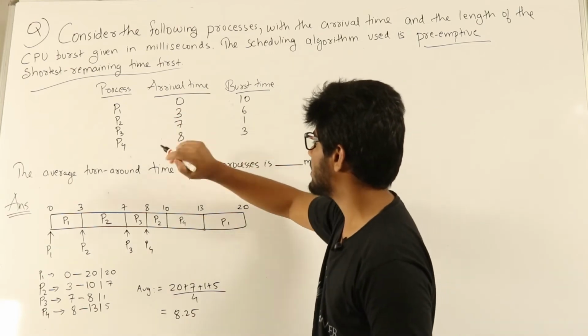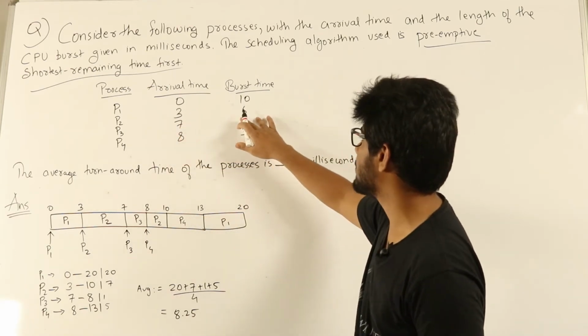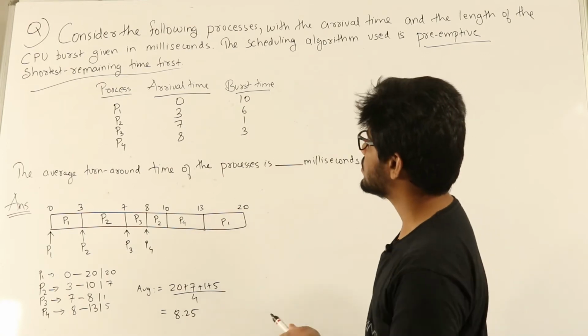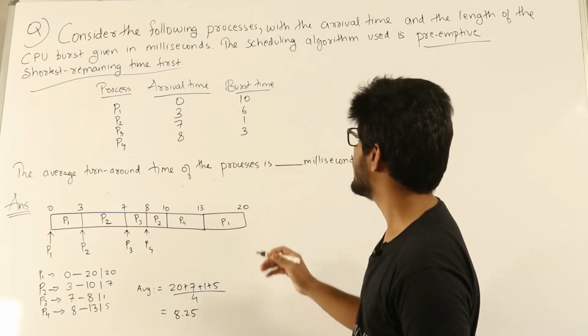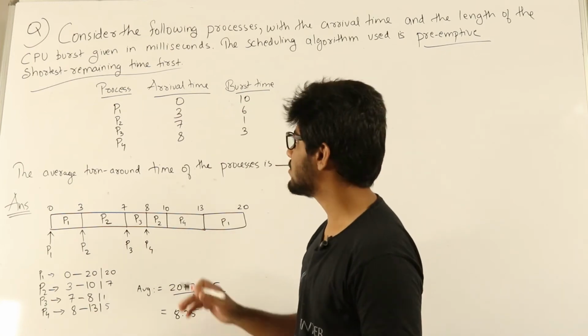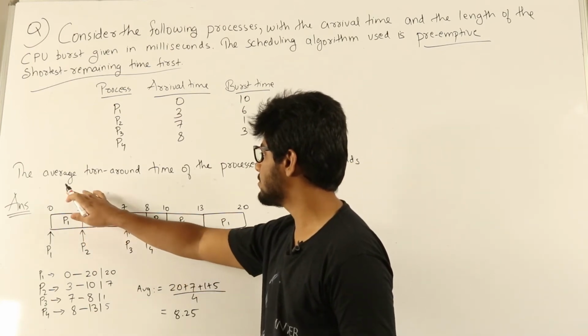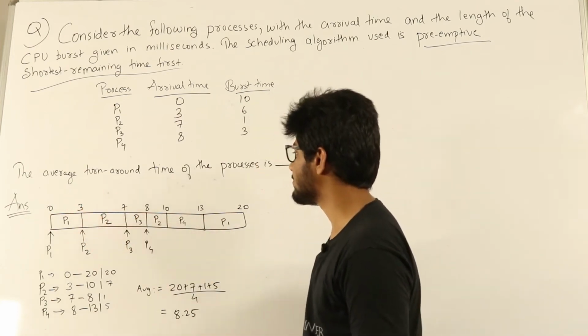But P2, when it arrives at time 3, has only 6 milliseconds. So P2 will have a shorter remaining time. So P1 will be preempted and P2 will be assigned the processor. So at time 3, P2 will start running.